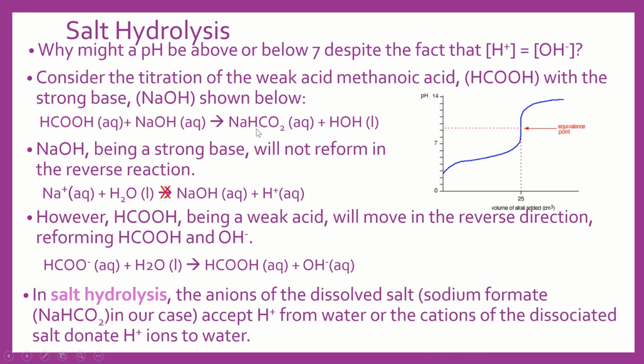The anions, again in this case, sodium formate, that's what we formed. Here's our salt that we formed. So the anion will accept the H plus and go back to the weak acid that it once was. That creates hydroxide ions, which makes the solution basic even though you're at the equivalence point. The sodium, on the other hand, will not accept that OH negative. Doesn't matter how many OH negatives are there, you're working with a strong base, this reaction won't happen.